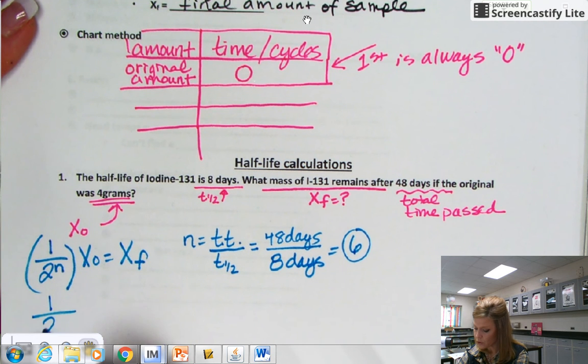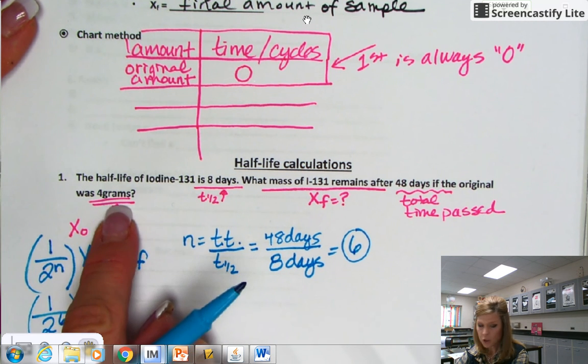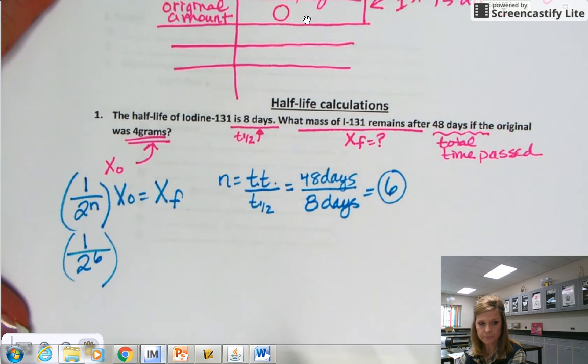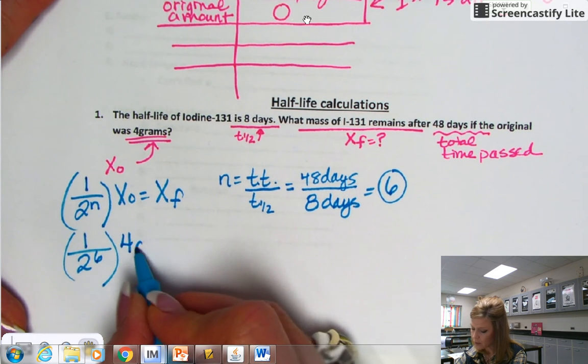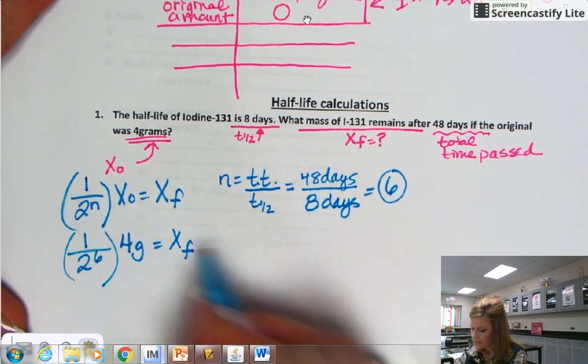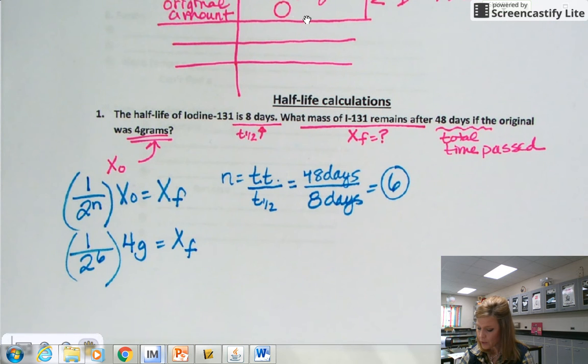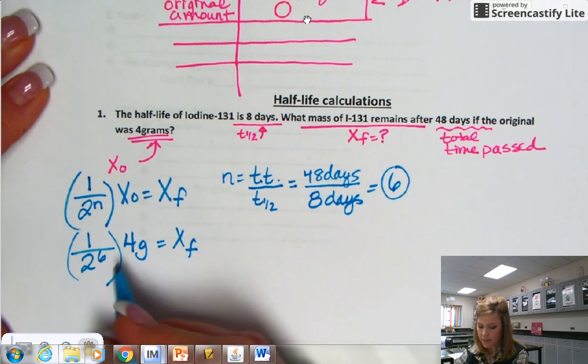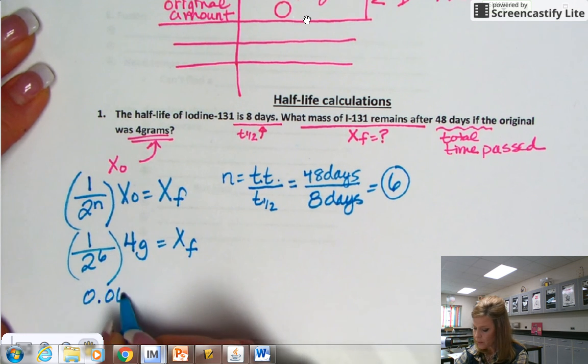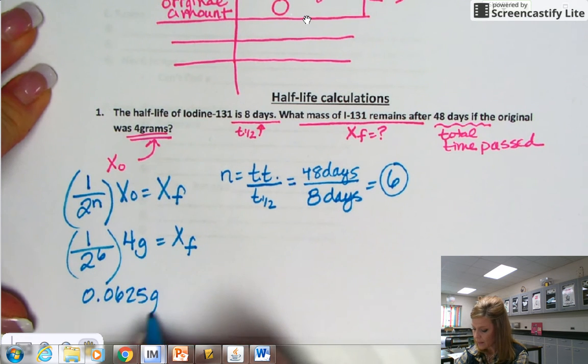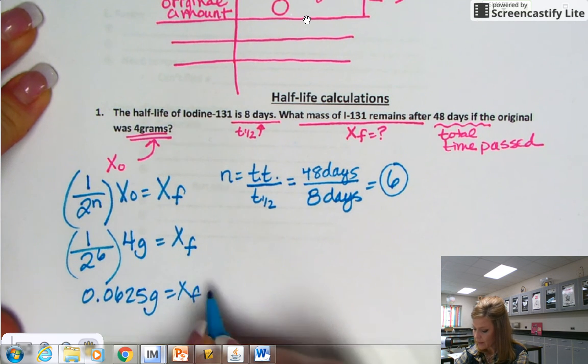So 1 over 2 to the 6th power times x initial. The initial amount is 4 grams. So times 4 equals x final. So mathematically, you're going to plug in basically 4 divided by 2 raised to the 6th power. And so when you do that, that gives you 0.0625 grams equals your final amount. So that's your answer.